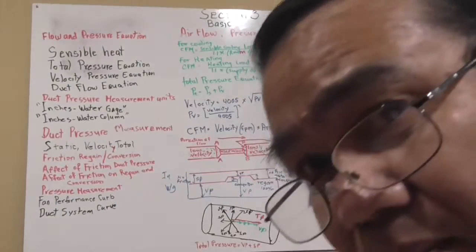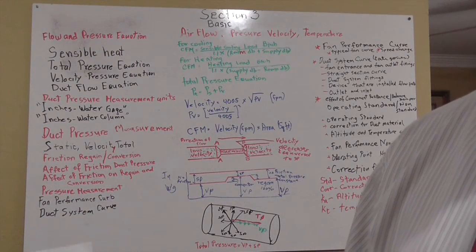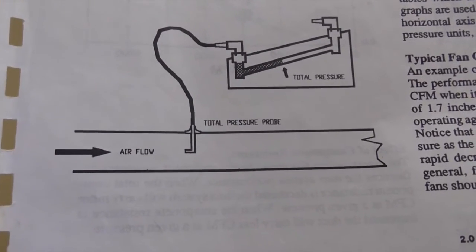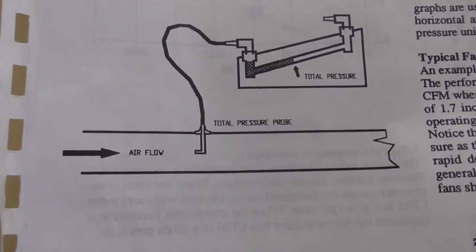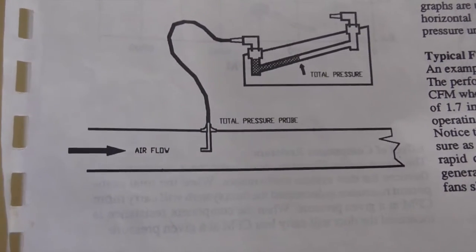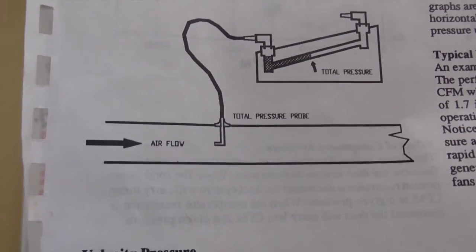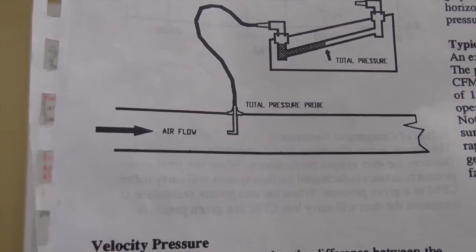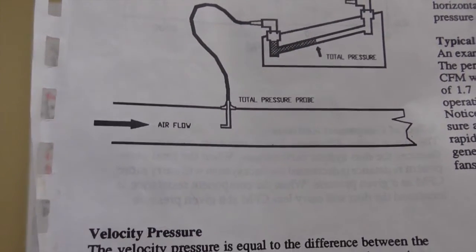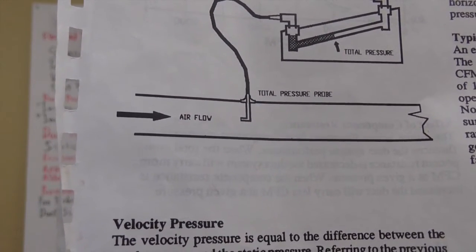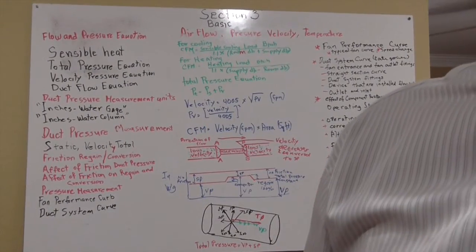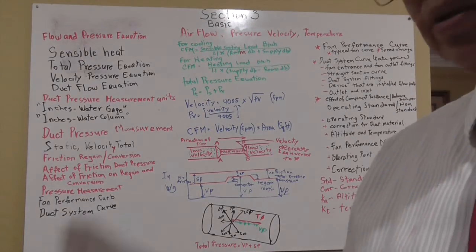Now let's talk about the total pressure. In order to get the total pressure, this is how you hook it up. You drill a hole in the duct, hook up the pitot tube to the manometer, and then stick the end of the pitot tube inside the duct. You put it right in the middle of the duct, facing against the stream of the airflow. The reading you get on the manometer will be your total pressure.